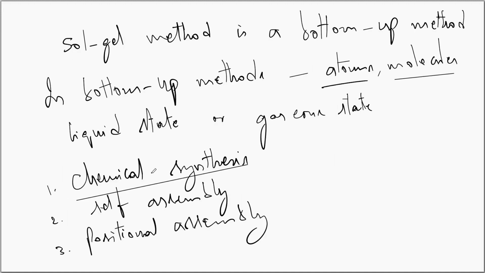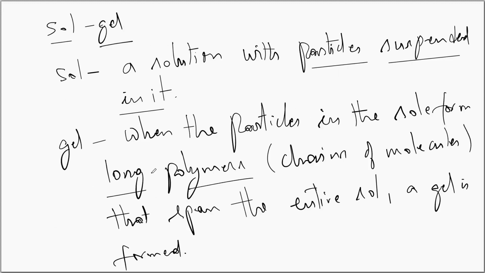A sol gel method is a bottom-up method. In bottom-up methods, atoms and molecules are manipulated to fabricate the nanostructures. We use the starting material either in the liquid state or in the gaseous state. Sol gel is a chemical synthesis method. In the sol gel method, there are two different phases of the material. One is the sol, the other one is the gel. A sol is a solvent in which particles are suspended, and a gel is formed when the particles in the sol form long polymers or chains of molecules that span the entire sol.